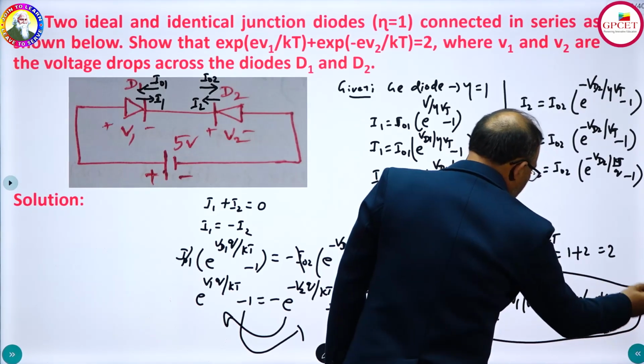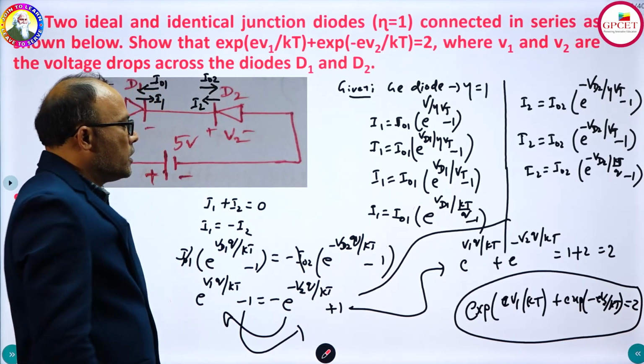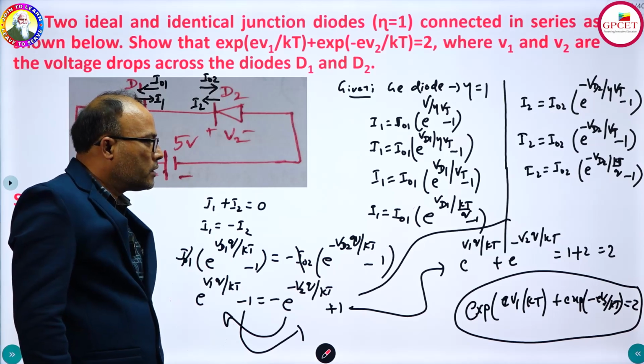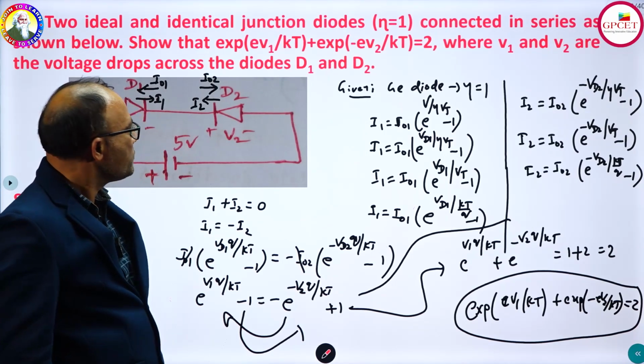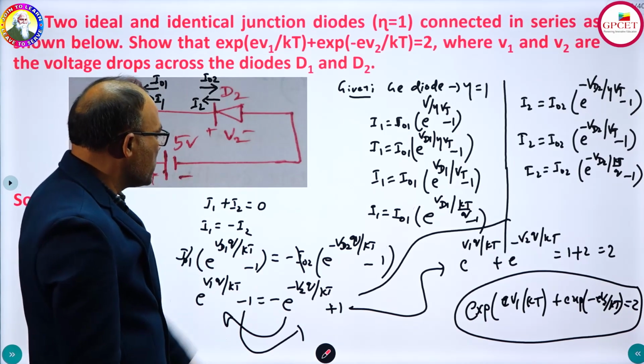So we have solved the equation, which is nothing but exponential of eV1 divided by Kt plus exponential of minus eV2 divided by Kt is equal to 2, which is nothing but that equation, right? The next one.